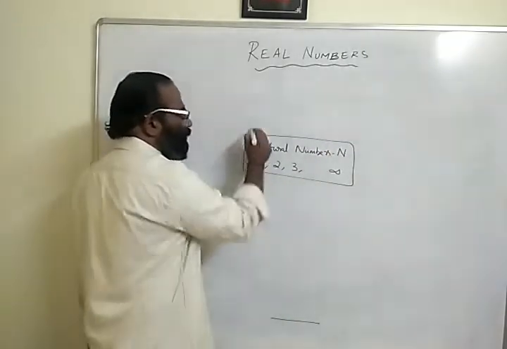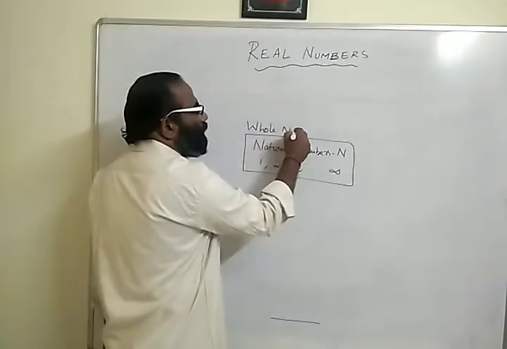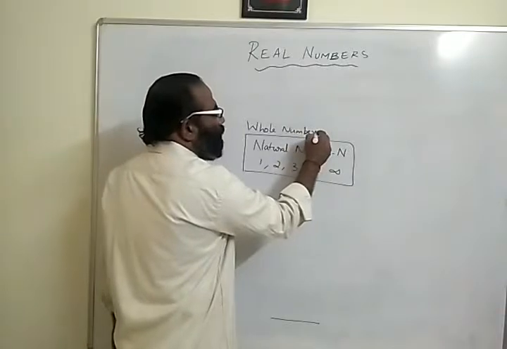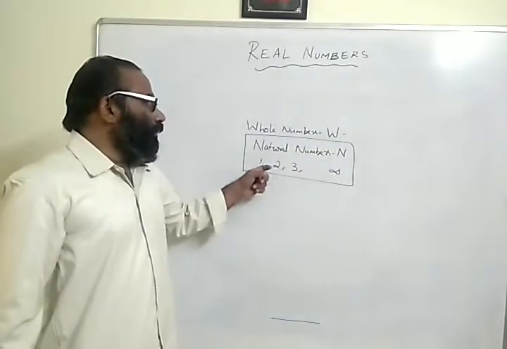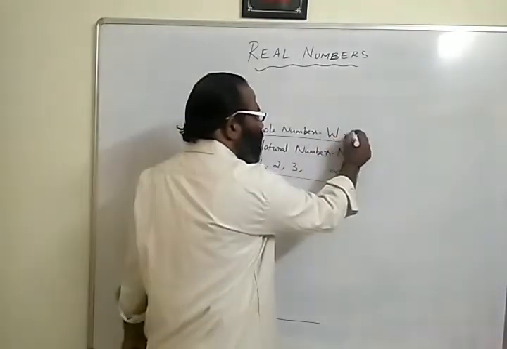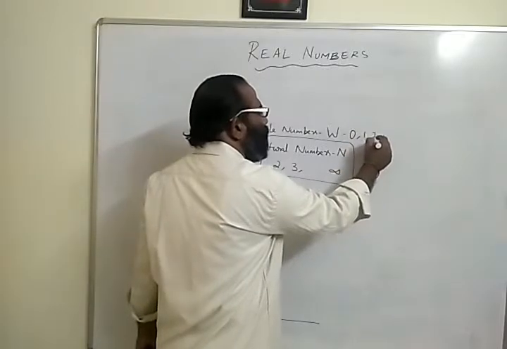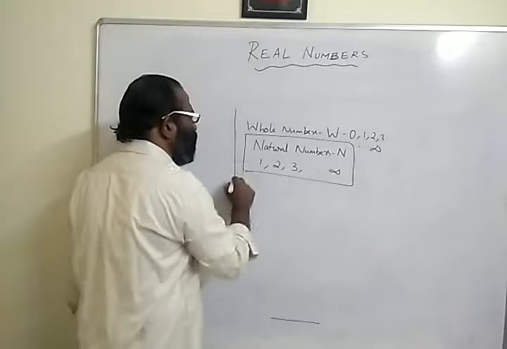Now, next, what are whole numbers? Whole numbers, usually represented by W, have, in addition to the natural numbers, one more. It is just 0. So 0, 1, 2, 3 till infinity.